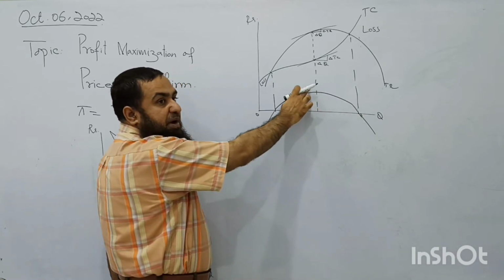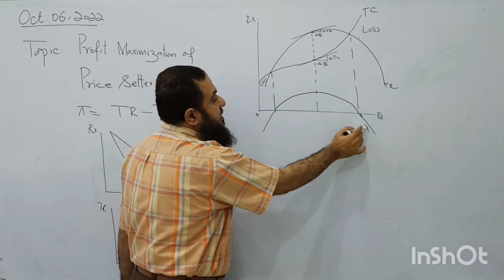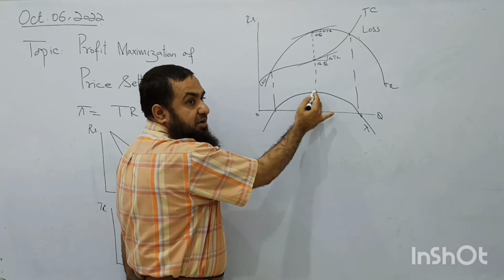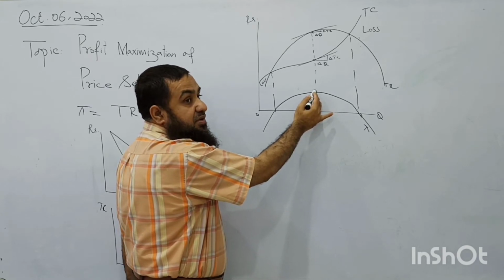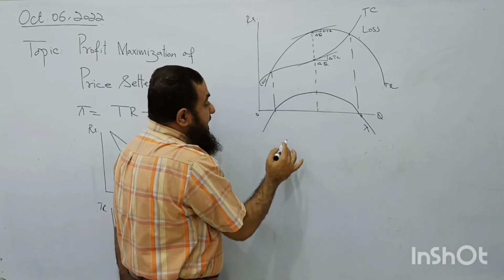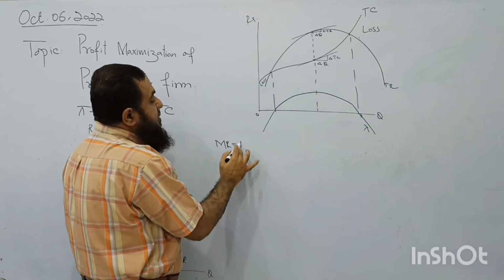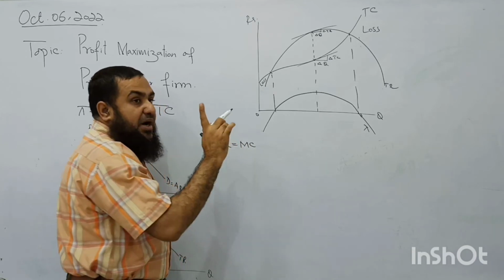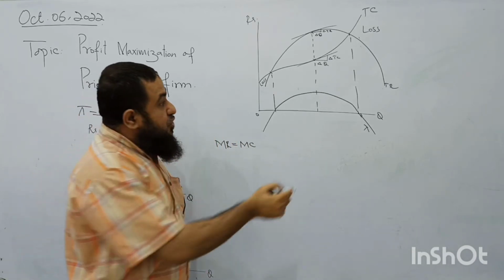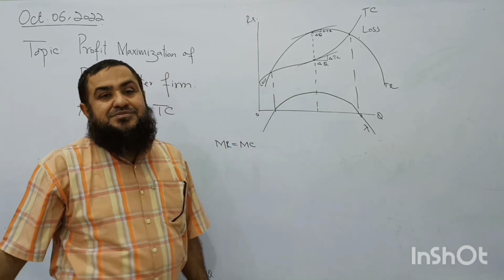What is the slope of this profit curve at this point? You know what is the slope over here? Zero slope. Its slope is 0. It means when marginal revenue is equal to marginal cost, marginal profit is 0, but total profit is maximum.